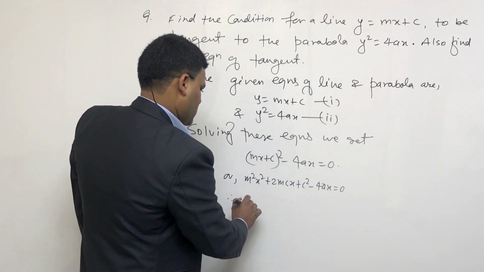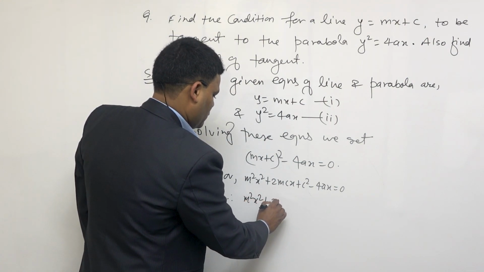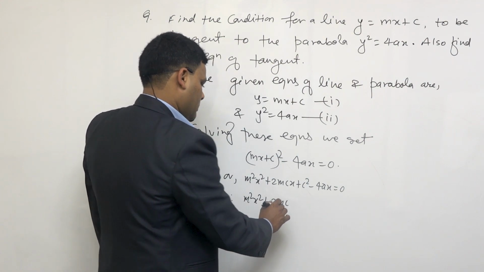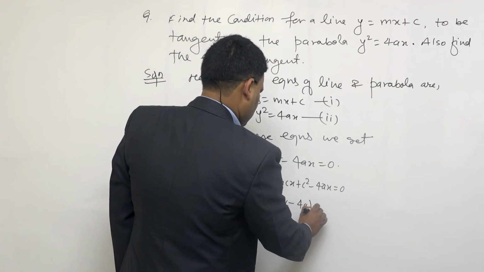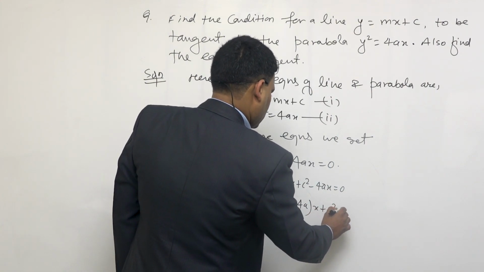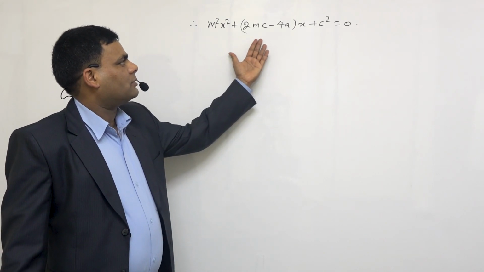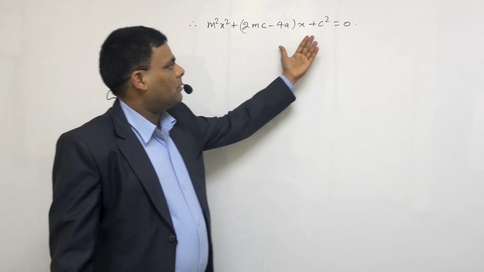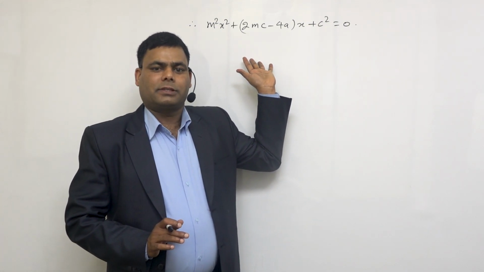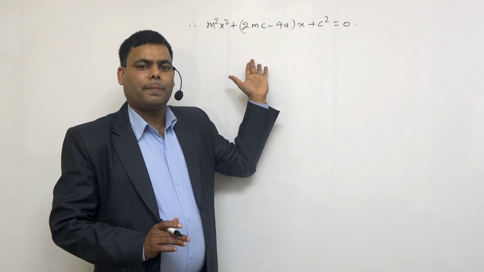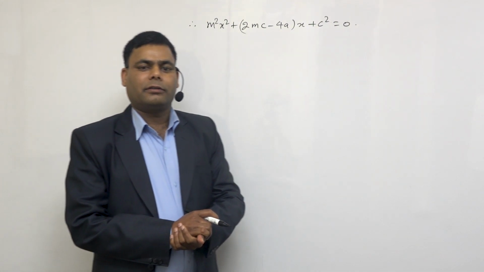Therefore, m square x square plus (2mc minus 4a) into x plus c square equals 0. Now this equation is quadratic in x and gives the two values of x, and the line becomes tangent to the parabola if two values of x are real and equal.